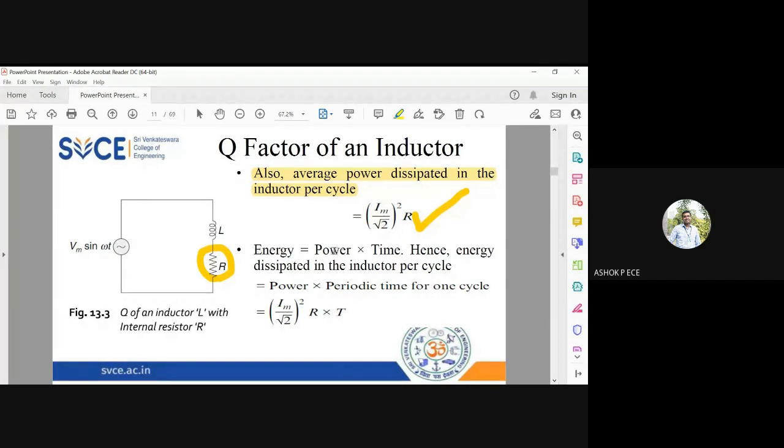And energy equal to power into time. So if you want to find the energy, take the power multiplied by time. So Im by root 2 the whole square into R into capital T. Since I am taking it for only one cycle, I am multiplying by the time factor capital T. Energy equal to power into time.